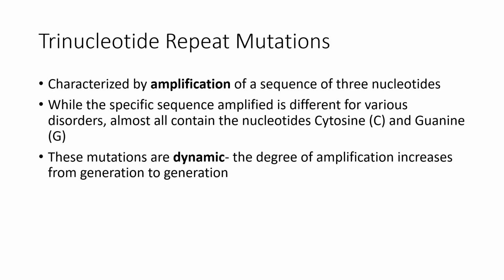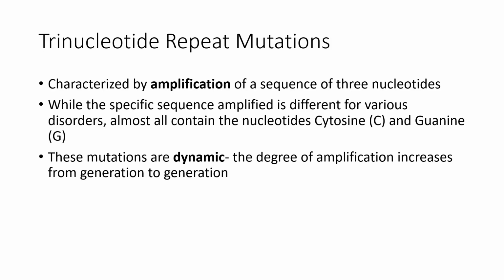Dynamic mutations equal anticipation. These mutations are described as dynamic, meaning the repeat length isn't stable. With each generation, the number of repeats can increase, and when that happens, the disease often shows up earlier, more severely, or both. This phenomenon is called anticipation, and it explains why a parent might be mildly affected while their child is profoundly impacted.